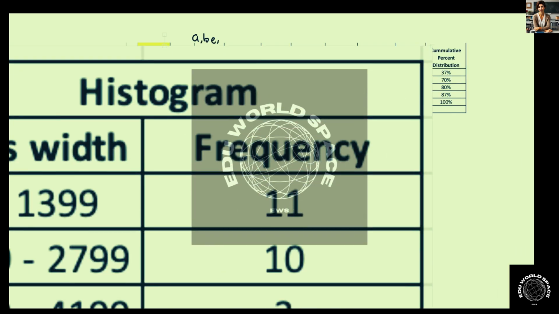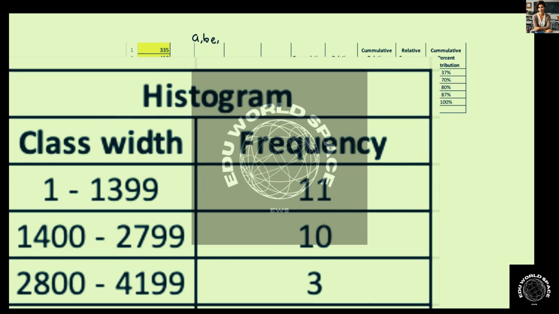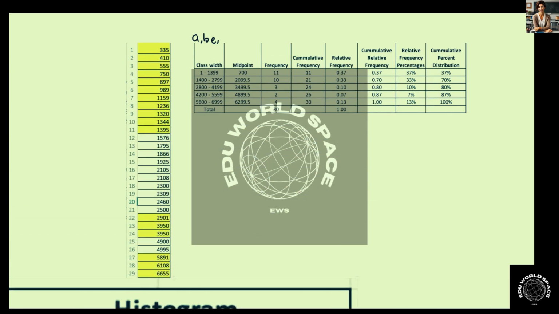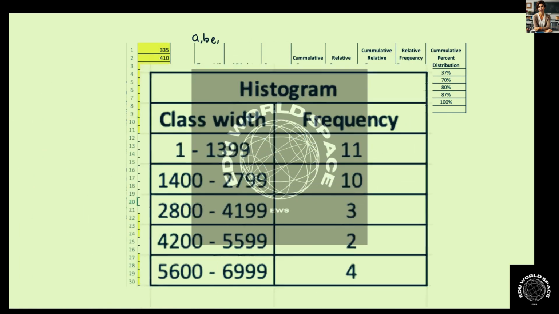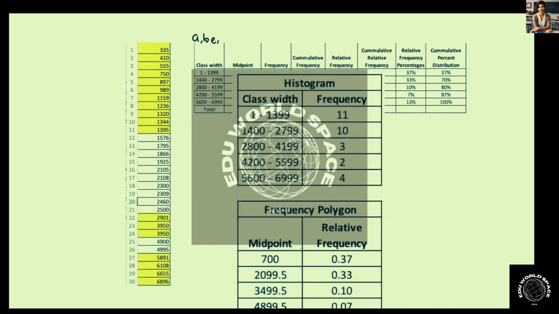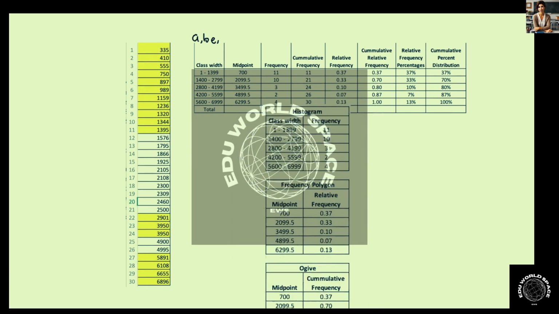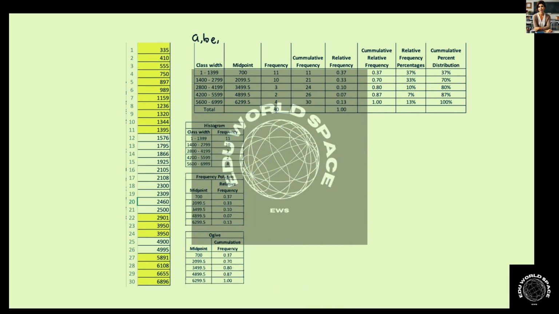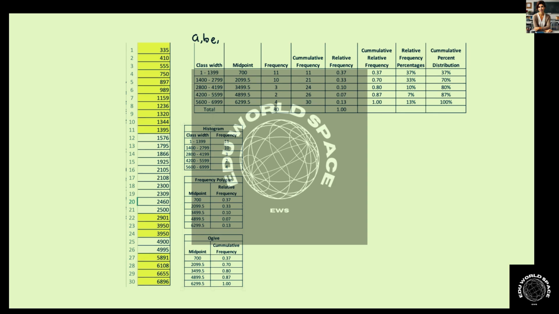Let me just make this smaller. Almost done. It just takes a little bit, I guess, to make smaller. So from the table, I pulled out some information. So to make the histogram, I used the frequency and the class width. To make the frequency polygon, I pulled out the midpoint and the relative frequency.